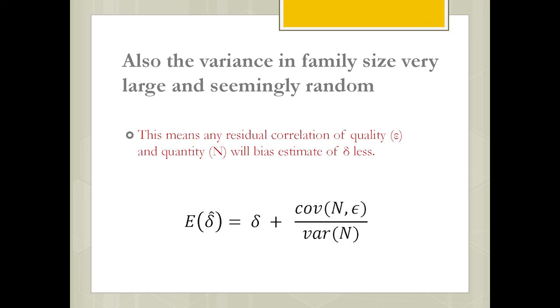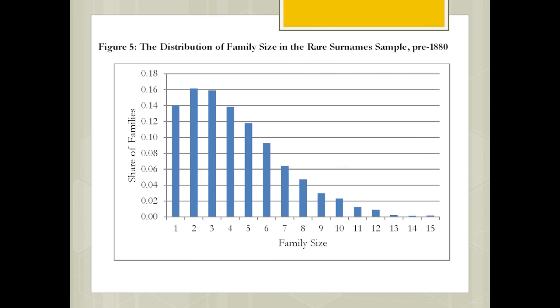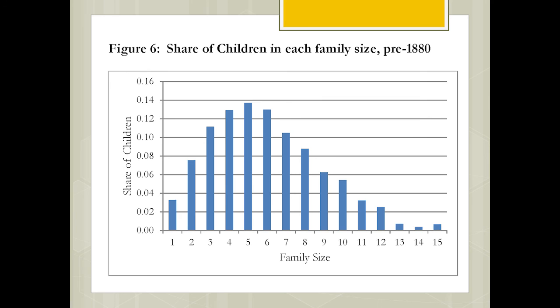And the other thing is that the variance here of N is going to be very large. And so the bias will correspondingly, if it exists, also be minimized. And here's the distribution of family size measured by family, and that's actually truncated. It goes up to 18 in terms of children who reached age 21. And so you get this enormous variation in completed family sizes, and just measured by the share of children in each family size package, as I say, you see this enormous range.